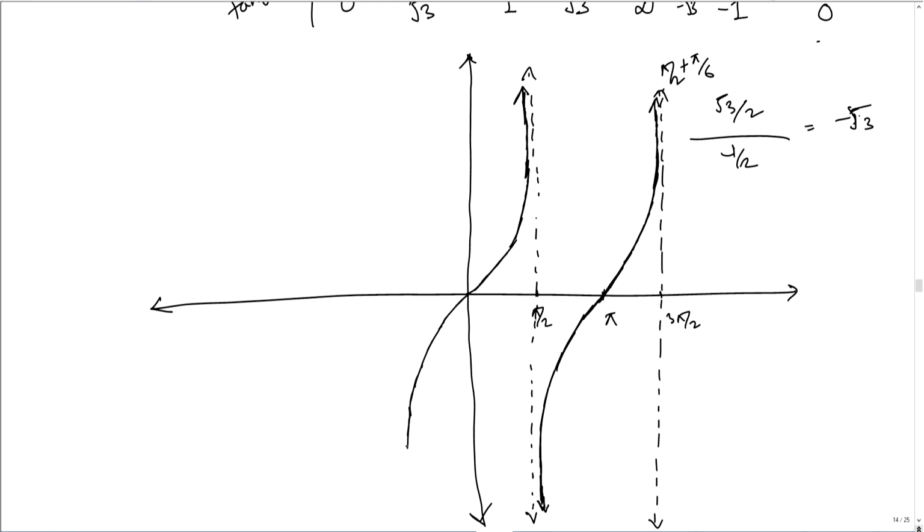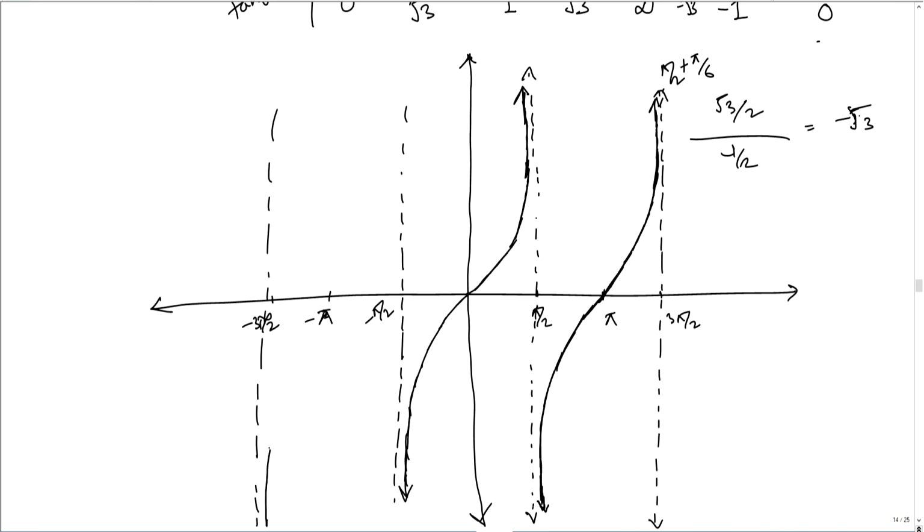It will become an asymptote at minus pi by 2 as well. So it will behave like this. This is minus pi by 2, and similarly, let's say this is minus pi and this is minus 3 pi by 2. So it behaves in a similar way near 3 pi by 2.